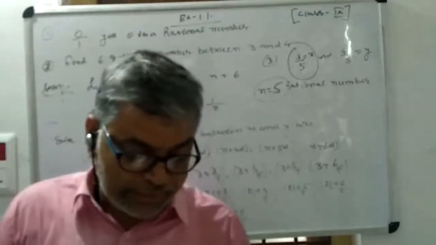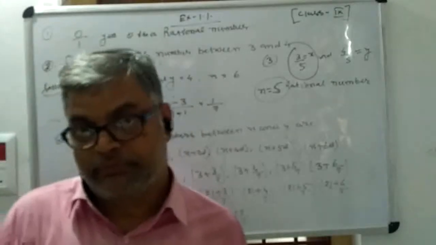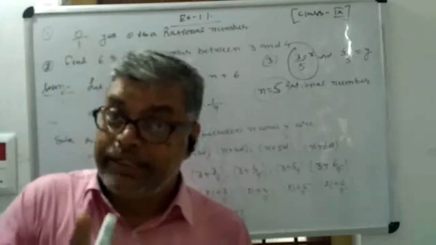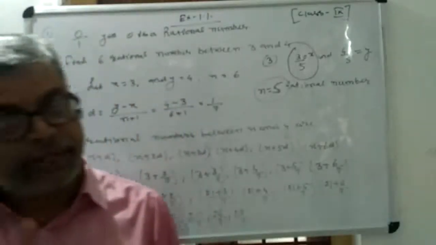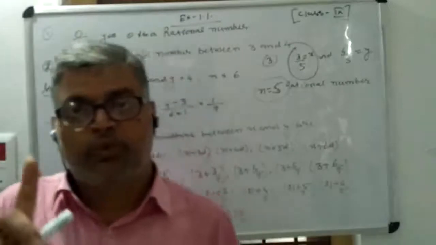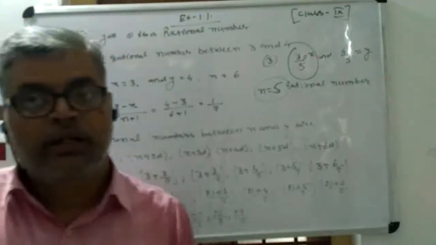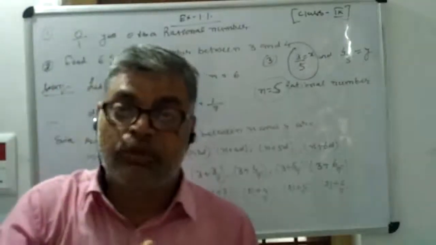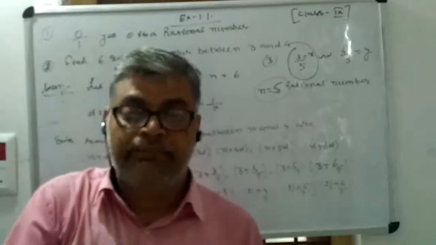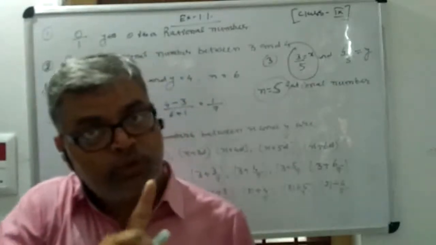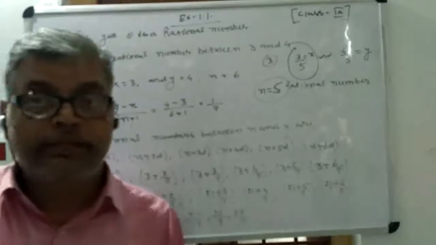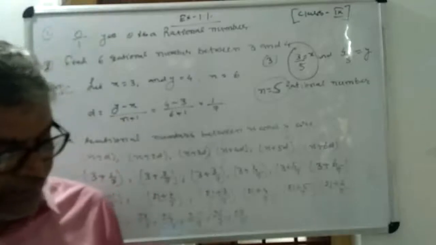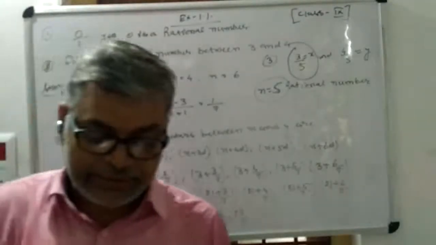Now the second statement is, every integer is a whole number. This is false, because integers contain negative values also. -5, -4, -3, -2, -1, 0, 1, 2, 3 up to infinity, all are integers. Integers contain positive numbers, negative numbers, including 0 also. But whole numbers contain only 0 and positive numbers. So this statement is wrong.